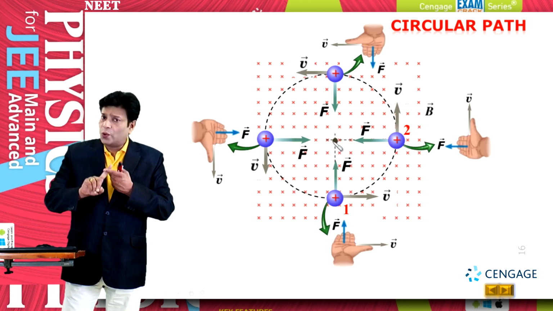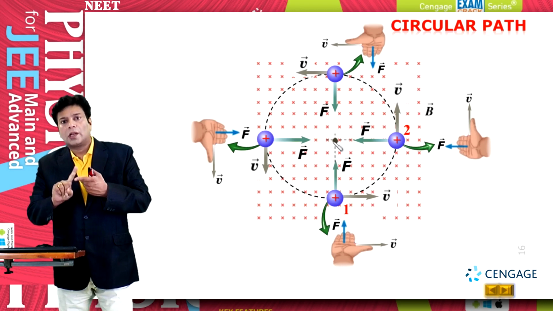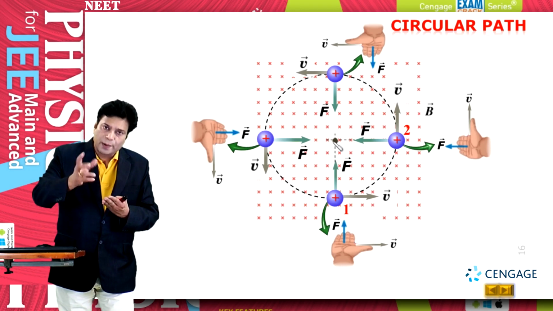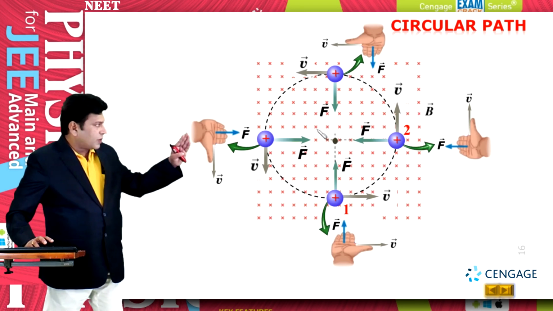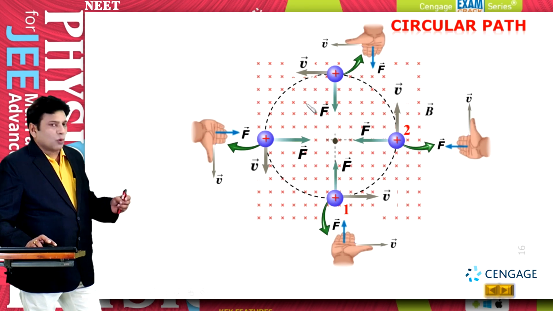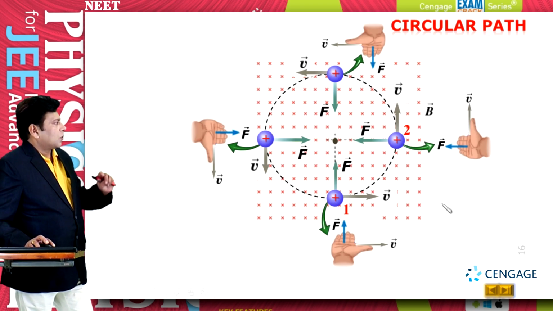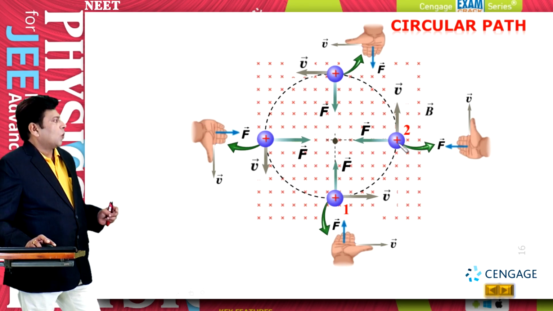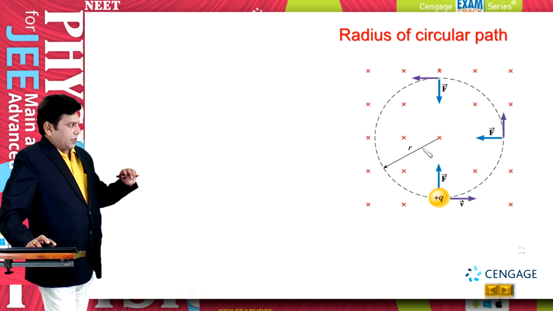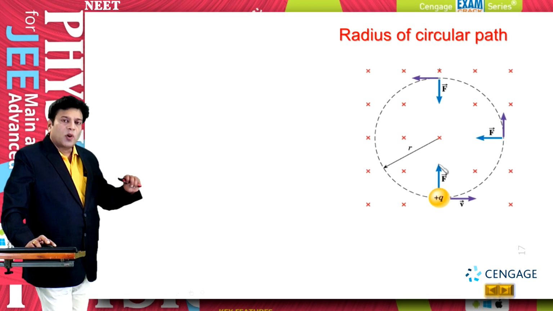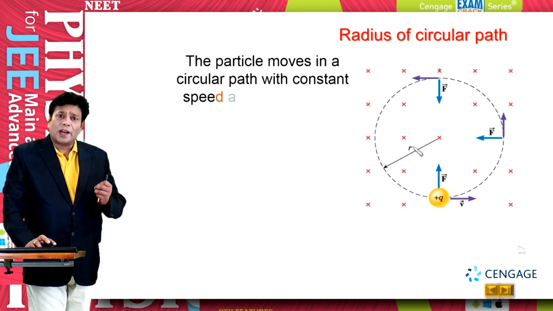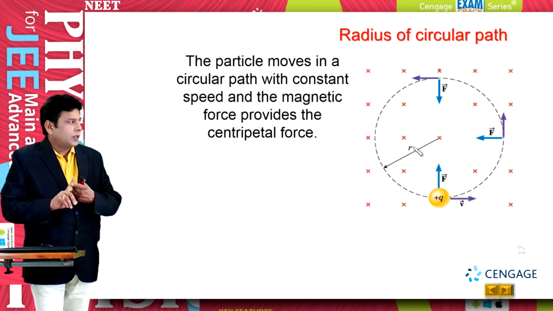You can observe this force is acting toward the center. That means this is the magnetic force. Now we can say this magnetic force is responsible for providing the centripetal force. Because of this magnetic force, the charged particle keeps on moving in the circular track. So let us first find the radius of the circular path. As we discussed, the magnetic force, which is equal to qvB, provides the centripetal force.